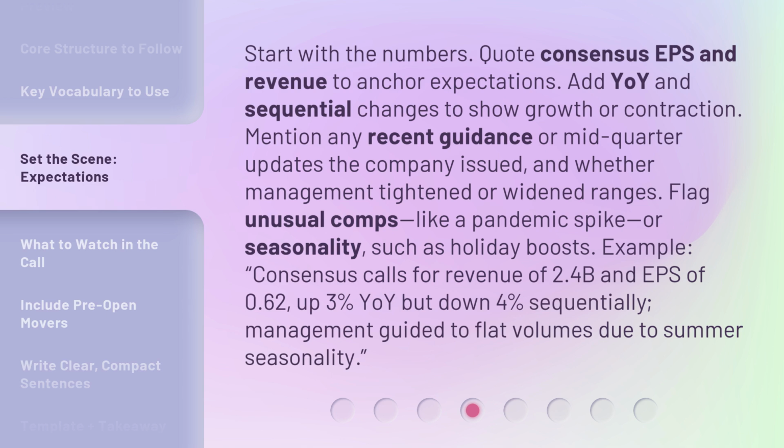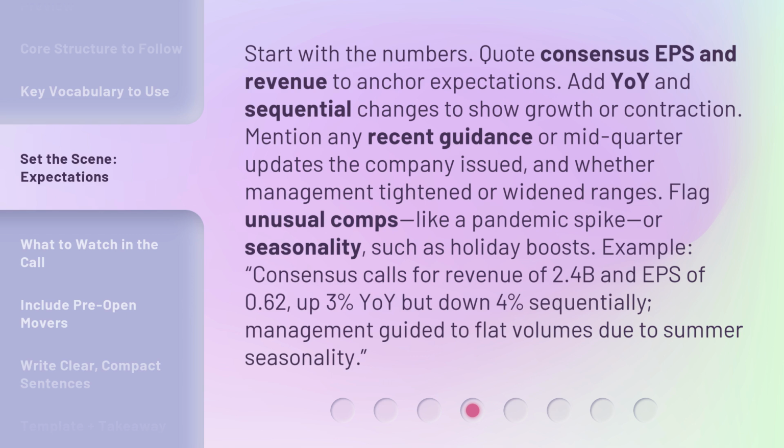Start with the numbers. Quote consensus EPS and revenue to anchor expectations. Add YoY and sequential changes to show growth or contraction. Mention any recent guidance or mid-quarter updates the company issued, and whether management tightened or widened ranges. Flag unusual comps, like a pandemic spike or seasonality, such as holiday boosts.